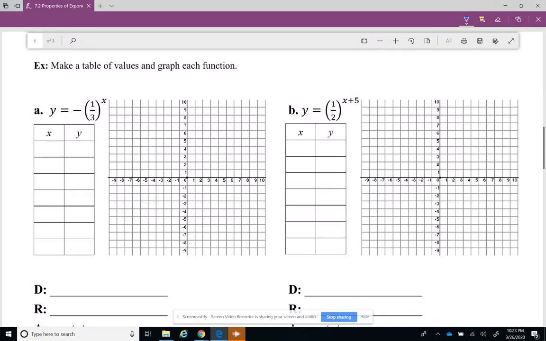All right, go to the second page. We're going to make a table of values and we're going to graph each function. The key here, I want you to write this up here. What is H? That's the first thing you need to do. Look at this problem, what is H? Well, I go right here and I don't see H, so H has to be 0. That is your starting point. That's what's going to help you fill in this table. So take that 0 and put it in the middle of the chart like I like to do.